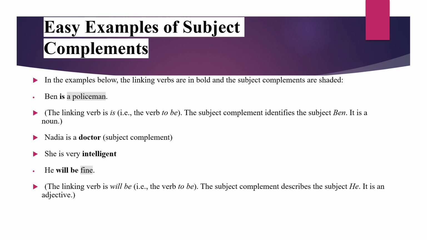In the next sentence, you can see that she is very intelligent. Here, very intelligent is the subject complement, "is" is a linking verb, and she is the subject. Next, he will be fine. Will be is the linking verb, and fine is the subject complement. The linking verb will be is the verb to be, and the subject complement describes the subject he. The subject is he here, and fine is an adjective, because the word fine is describing he, that he will be fine.